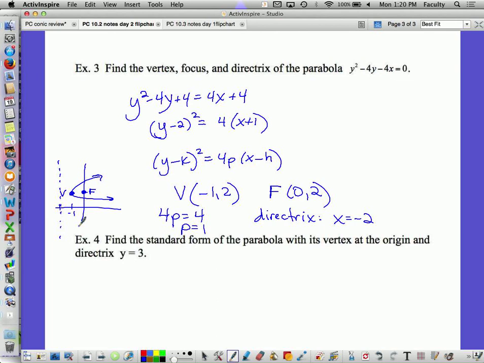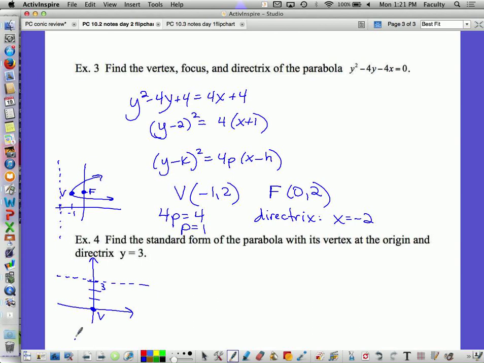All right, example 4 says find the standard form of the parabola with its vertex at the origin and directrix y = 3. What I absolutely love about PreCalculus is just the thinking and the analyzing. That's what gets so exciting about this. Here's my vertex. It's at the origin, (0, 0). And it says that I have a directrix at y = 3. Just with that information, I know which way it opens. Anybody want to try? Good job.